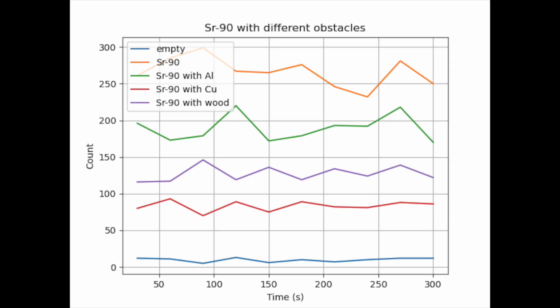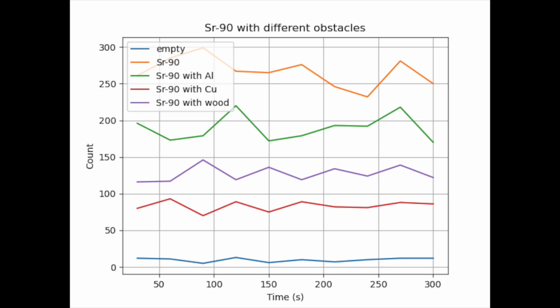In this figure, we see strontium-90's count rates with different obstacles. For strontium-90, countings are very high since it produces high energy electrons compared to cesium-137, and it can be detected more easily by the counter.